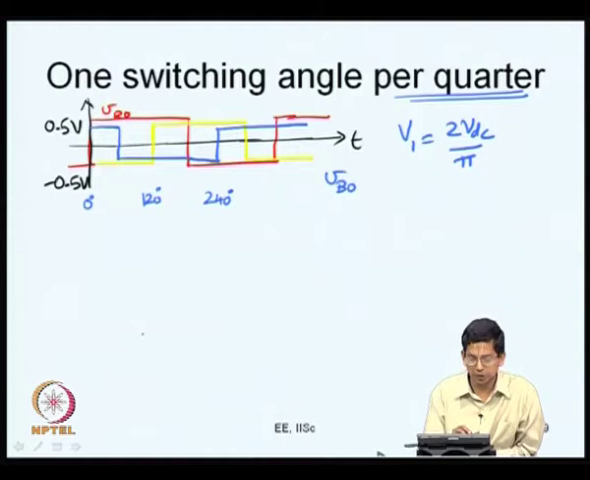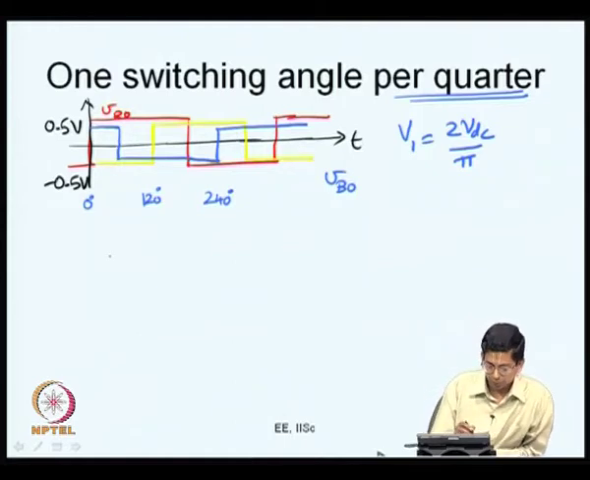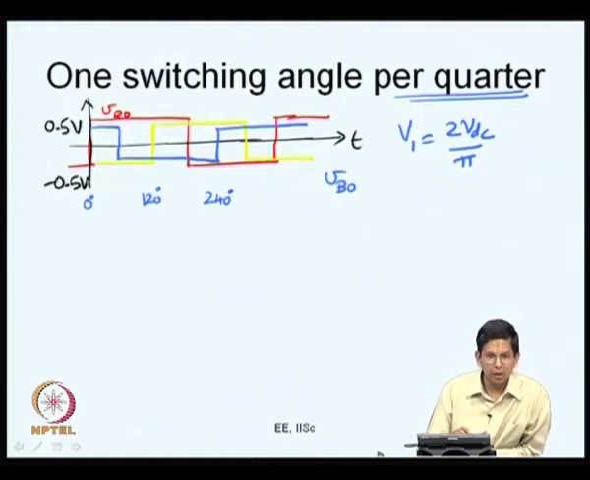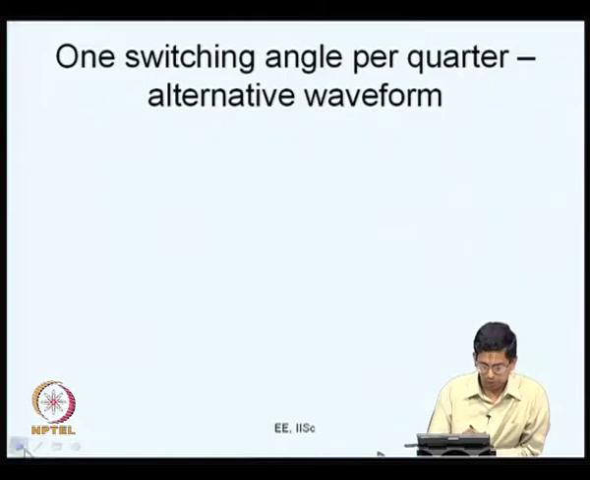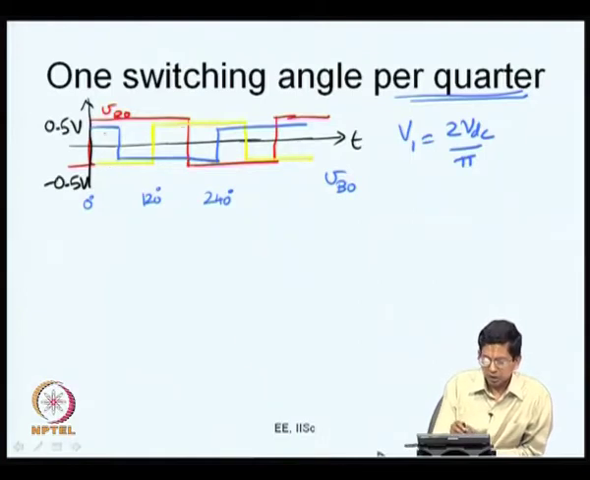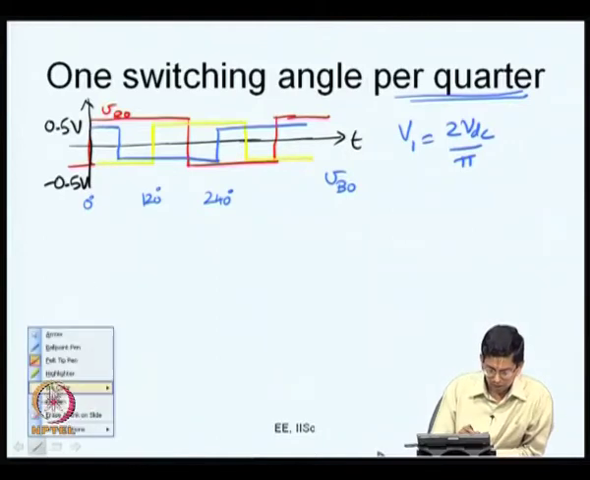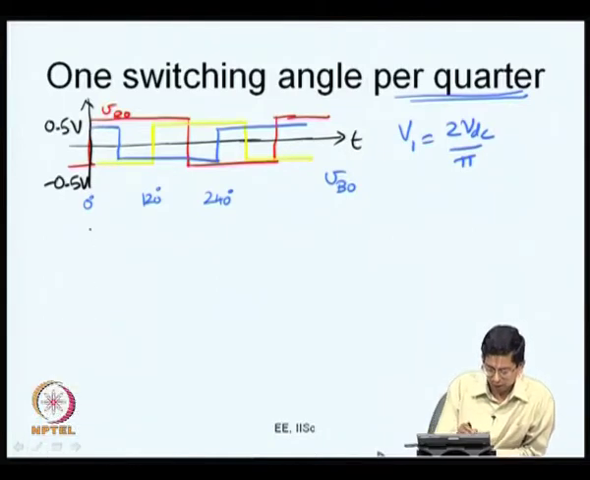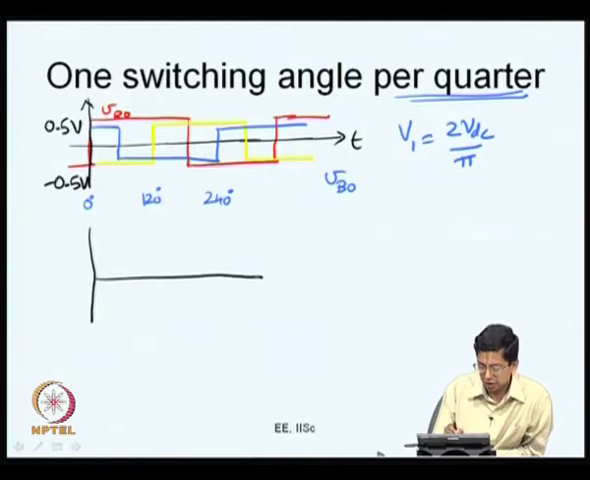We will look at one switching angle per quarter. Now, this entire waveform I am going to represent in a simpler fashion. First, let us look at the square wave, this VRO. Let me change back to the black color and indicate the voltage and the time axis.